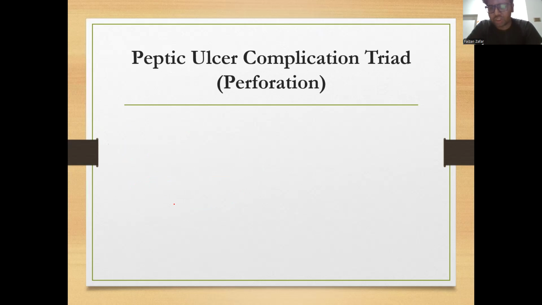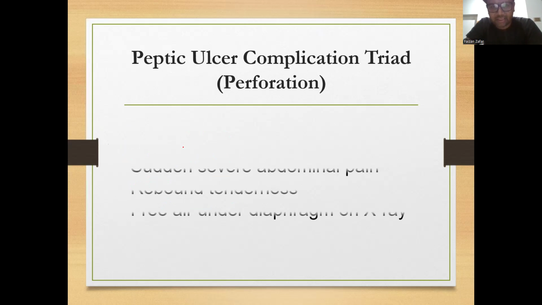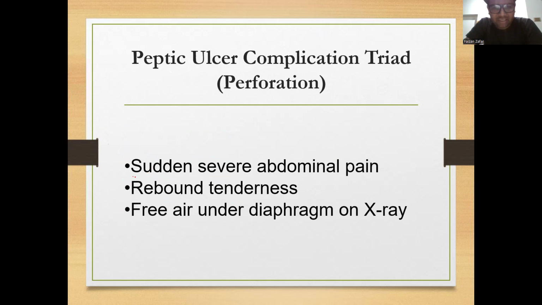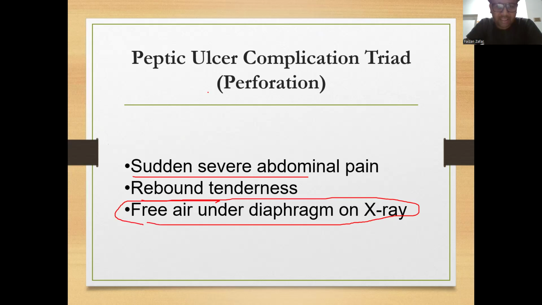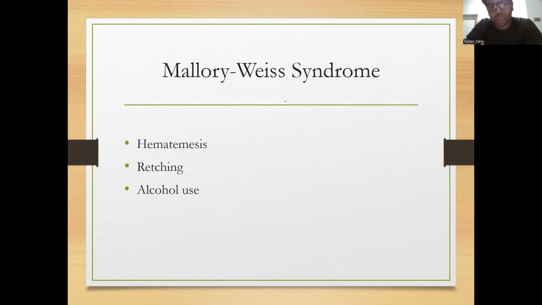Peptic ulcer complication. Many questions you will find in your USMLE and MBBS exam relate to peptic ulcer complications, particularly perforation, which is an emergency. It typically presents with sudden severe abdominal pain, rebound tenderness, and air under the diaphragm on X-ray. So typically you find the X-ray of this peptic ulcer complication, perforation.